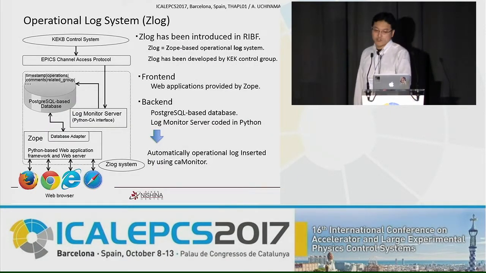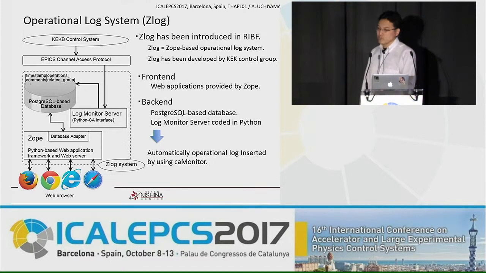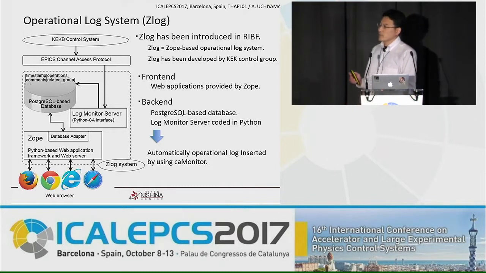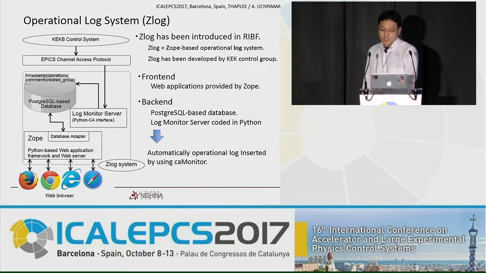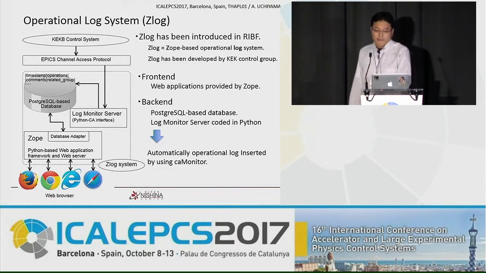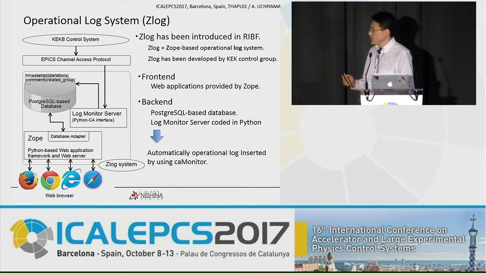Next, I'd like to talk about the Zlog, which is developed by KEK Control Group. Zlog is an operational log system based on ZOPE. It is also introduced in RIBF as well as J-PARC and KEKB. ZOPE is a Python-based web application framework and web server. In backend, Postgres-based database and log monitor server are implemented. The log monitor server works as CA monitor coded in Python. In this system, one of the features is automatically inserted operational log by using CA monitor.